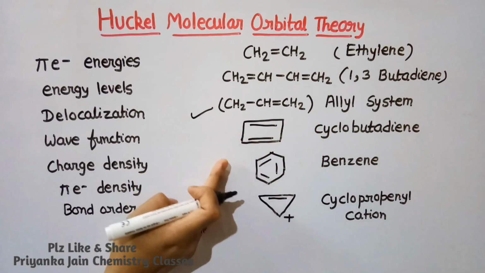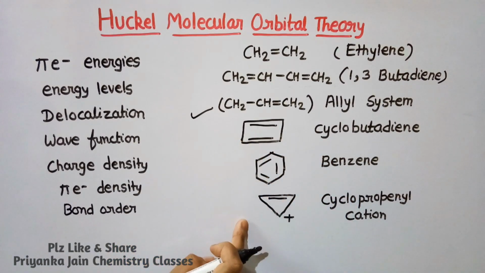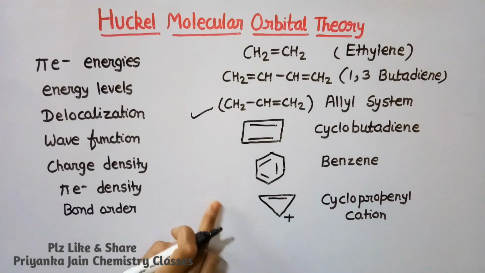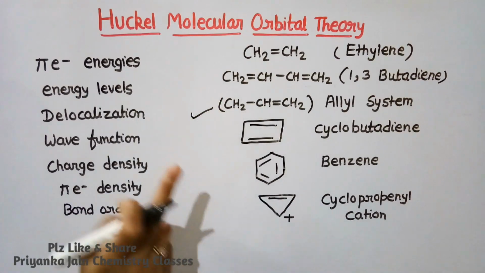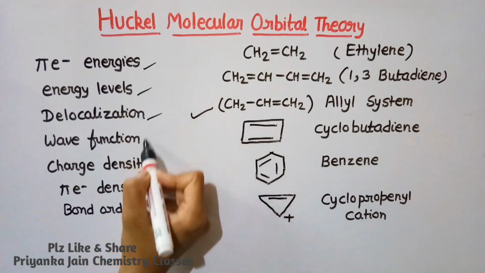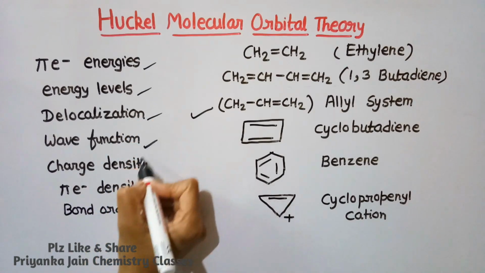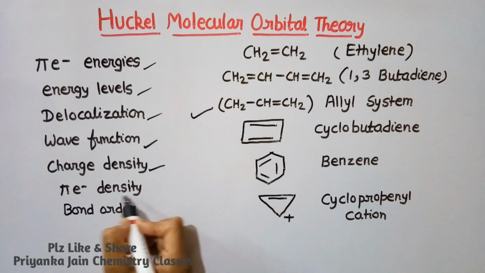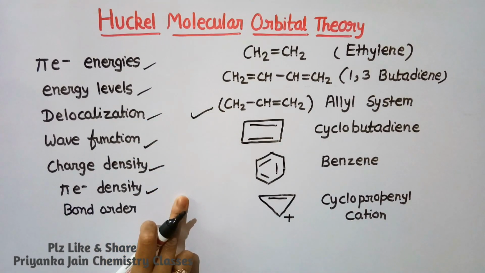And then cyclic polyenes like cyclobutadiene, benzene, and the cyclopropenyl cation, all of them have been asked in the question paper. So I will give you the explanation of all of them. We will discuss pi electron density, energy levels, delocalization, also how to find the coefficients, then the wave function, how to find charge densities, and then pi electron densities, because questions have been asked on all these topics.